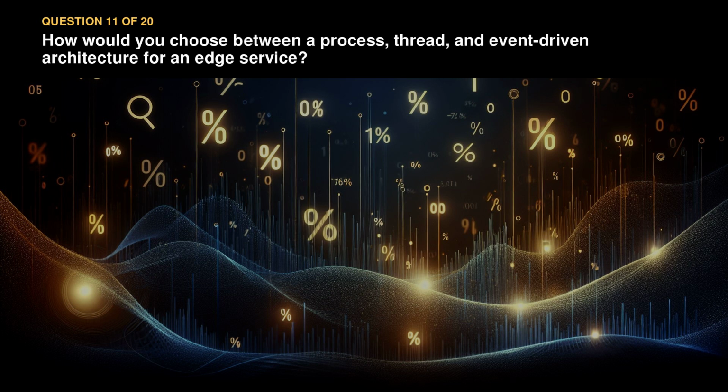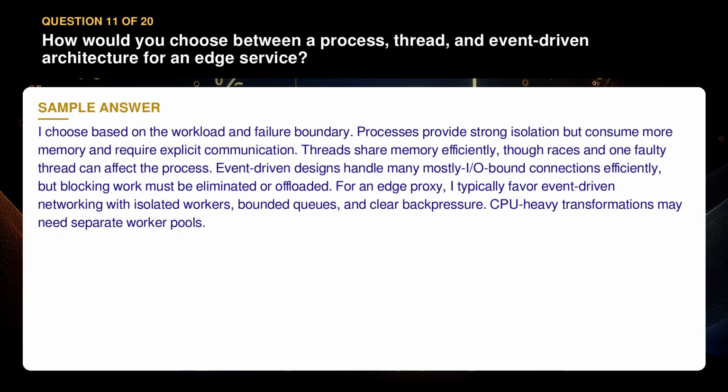Question 11. How would you choose between a process, thread, and event-driven architecture for an edge service? I choose based on the workload and failure boundary. Processes provide strong isolation but consume more memory and require explicit communication. Threads share memory efficiently, though races and one faulty thread can affect the process. Event-driven designs handle many mostly I/O-bound connections efficiently, but blocking work must be eliminated or offloaded.